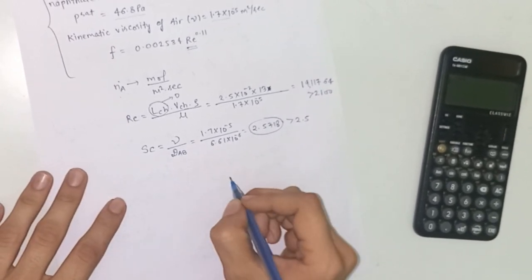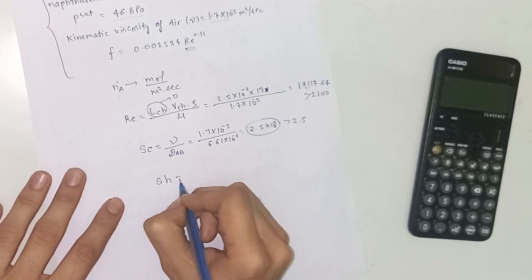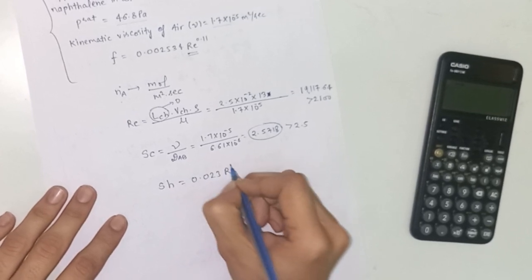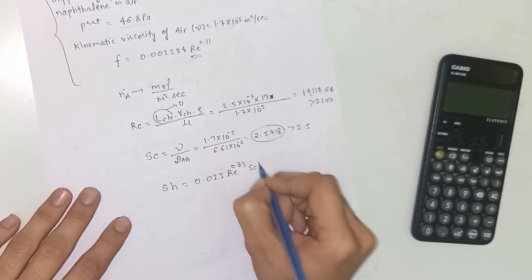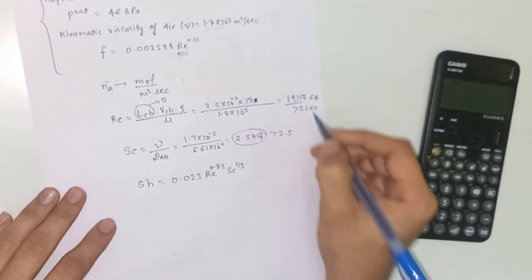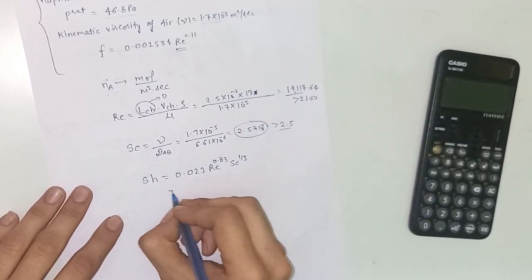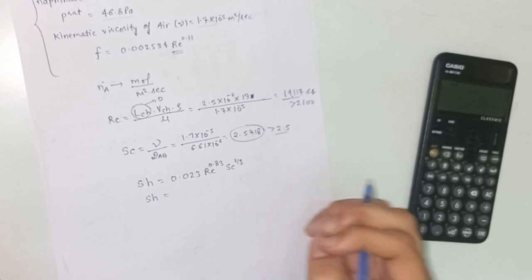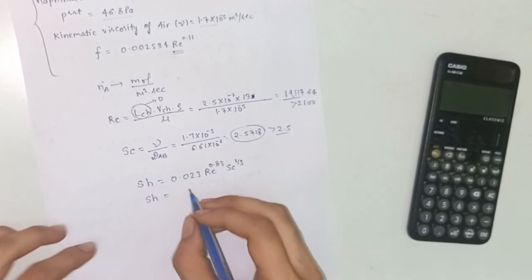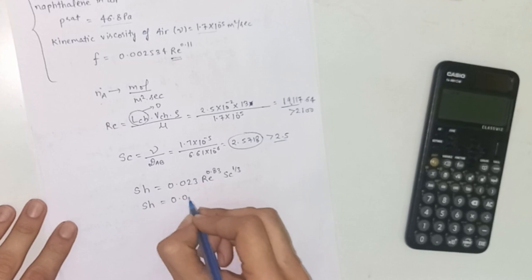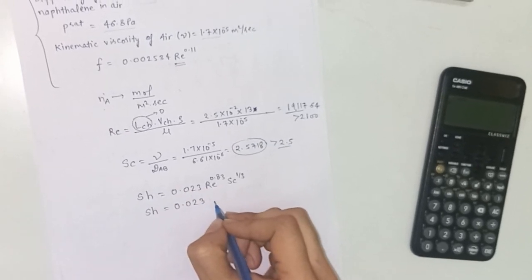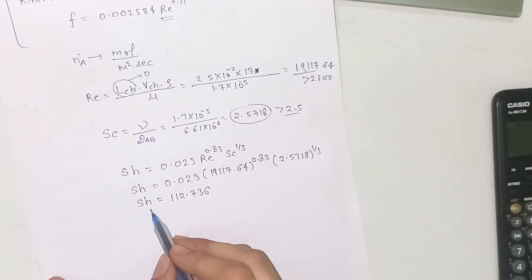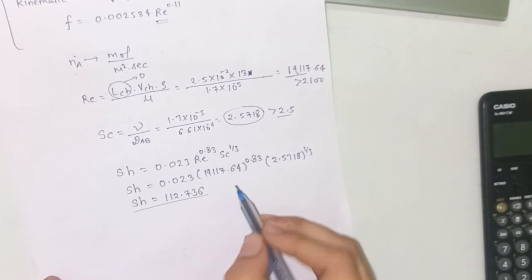So now we are going to find the Sherwood number using the Linton-Sherwood correlation, that is Sherwood number equals 0.023, Reynolds number to the power 0.83, and Schmidt number to the power 1/3. Now we have the Reynolds number and the Schmidt number, and we are going to find the Sherwood number to find the mass transfer coefficient in the further calculation. So from the Reynolds number calculation and Schmidt number calculation, we got the Sherwood number using the Linton-Sherwood correlation.